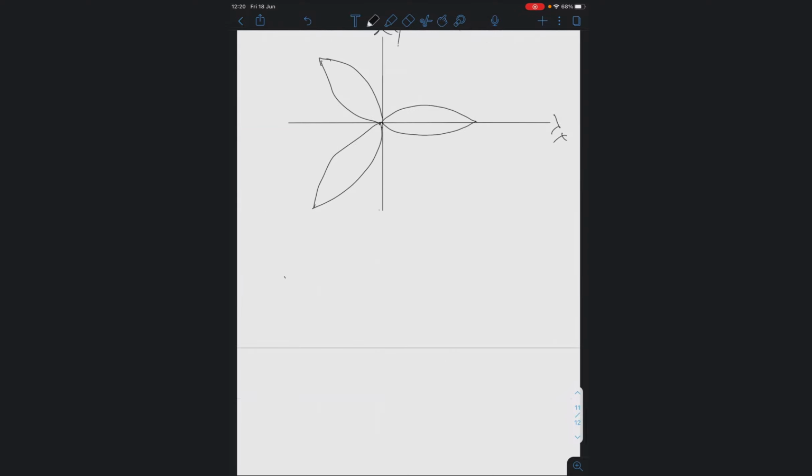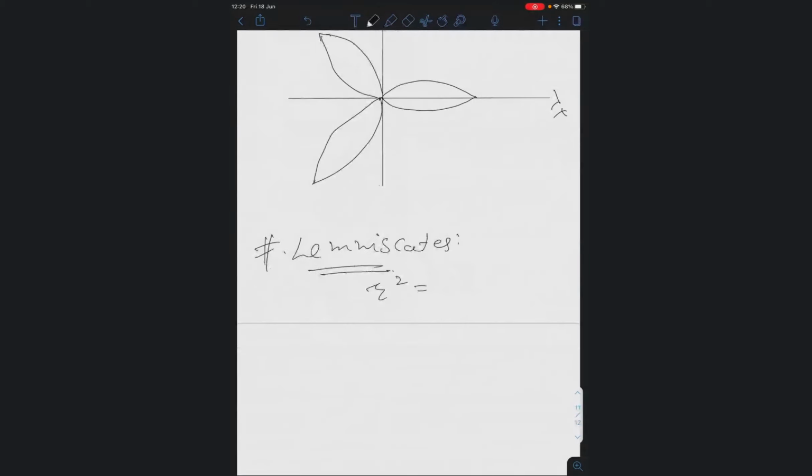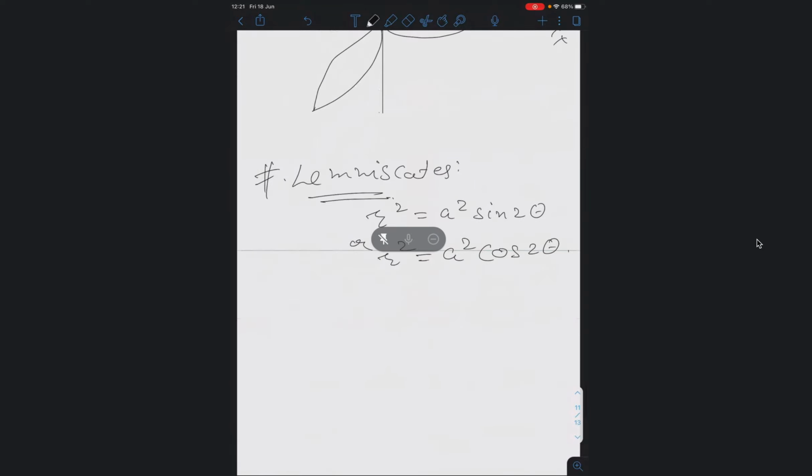Now one more is left out, the basic one, which is called lemniscate. It is something like r square is equal to a square sine 2 theta. Here you will have only 2 theta, not n theta. It should be only 2 theta. Or it can be r square is equal to a square cos 2 theta.